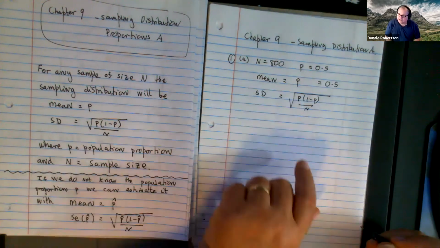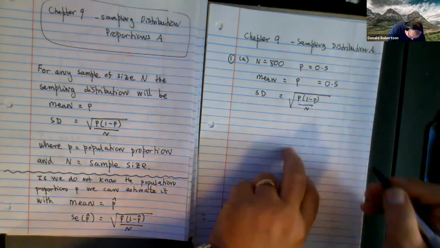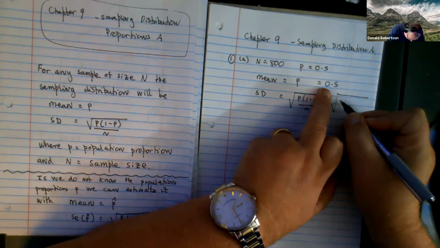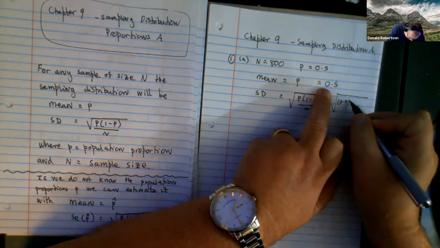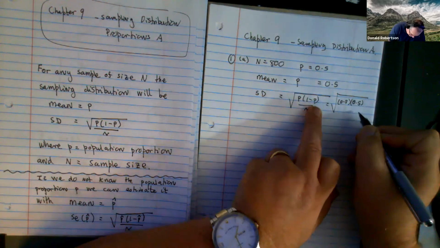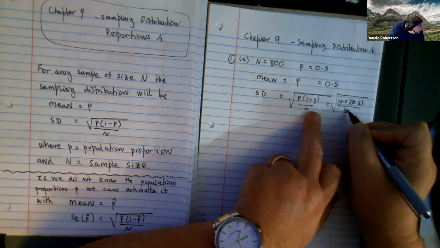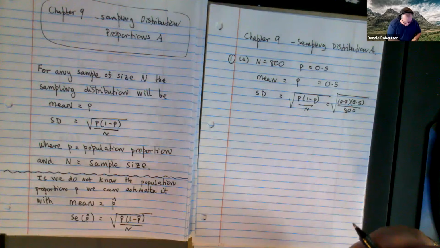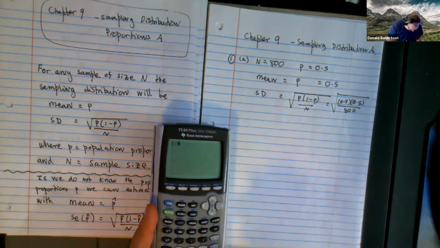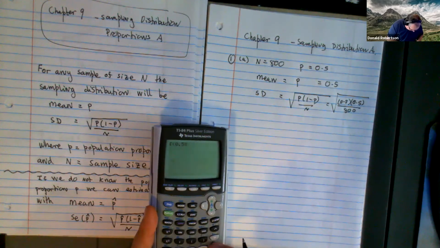So I didn't even really need to do anything except write it down. The standard deviation is going to be P, which is 0.5, times 1 minus P. In this case, by coincidence, it's also 0.5. And then it's going to be divided by 800. And I'm going to go square root of 0.5 times 0.5 divided by 800.